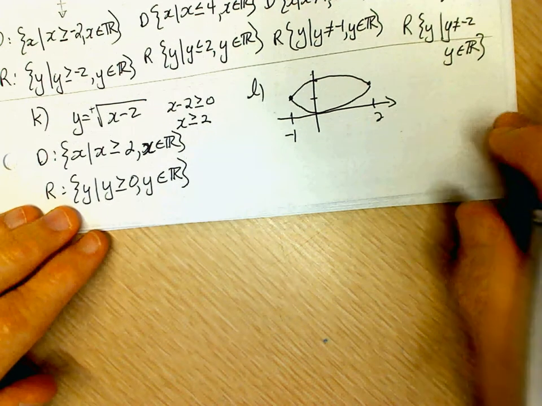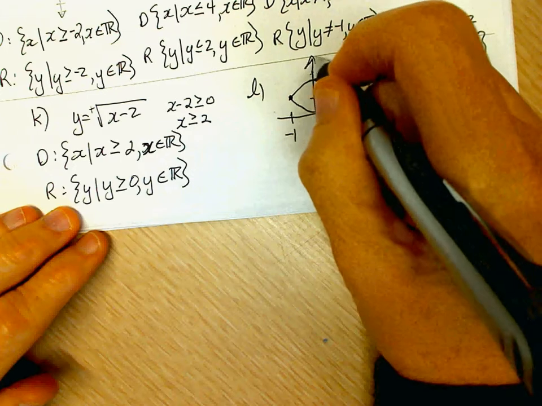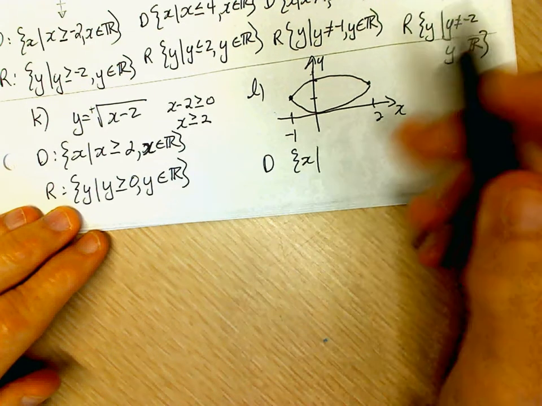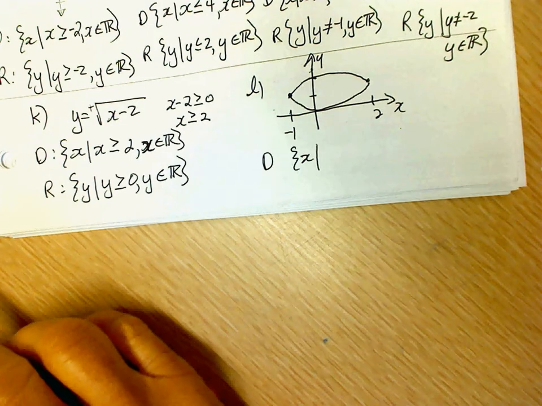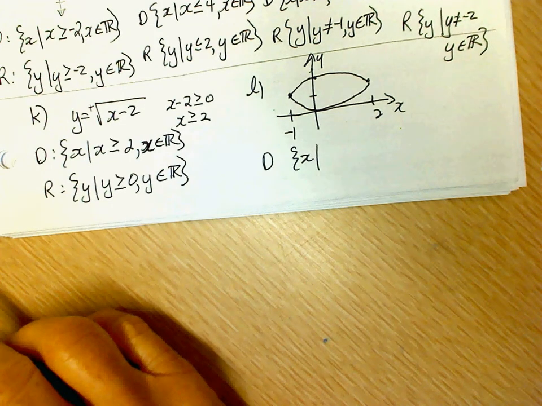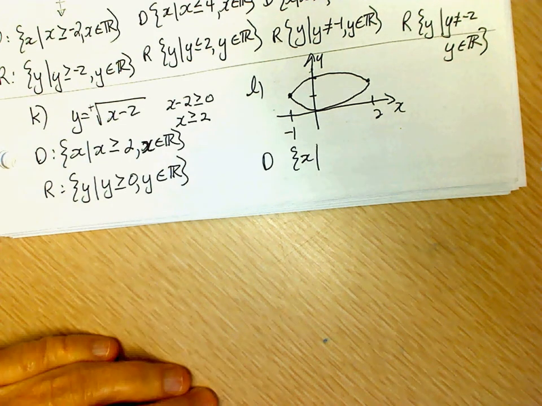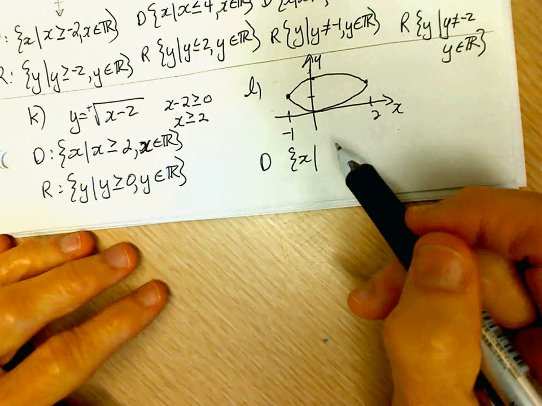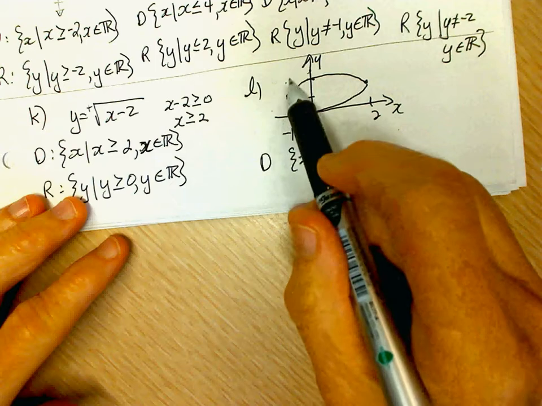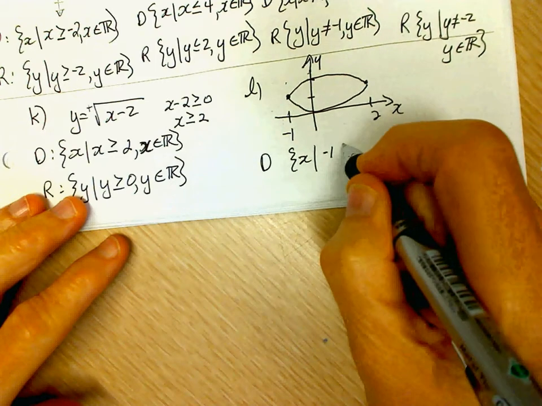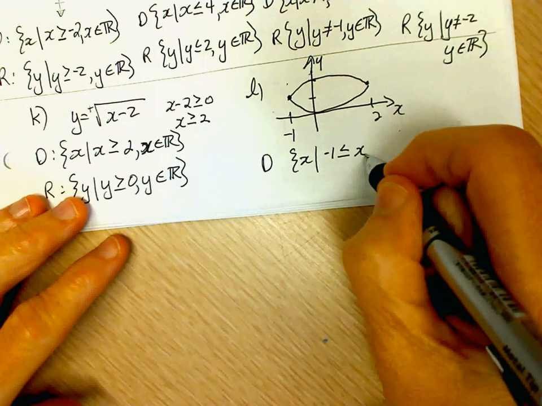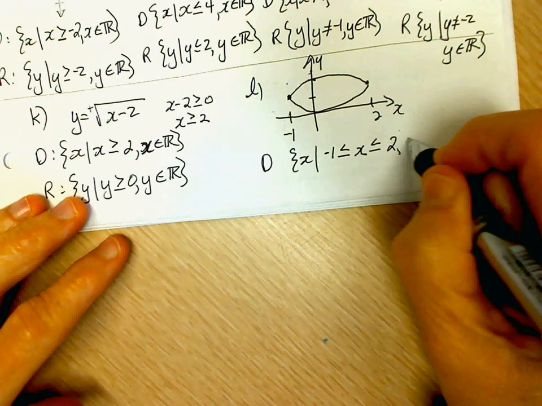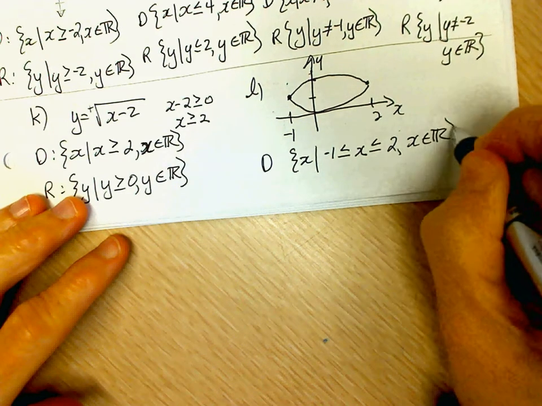Can you tell me what my domain is? Sort of. So let's call it an oval. Can anyone tell me what my domain is? What's the lowest value of x? -1 is less than or equal to x is less than or equal to the highest value of x. So all this is saying x can be anything between -1 and 2.